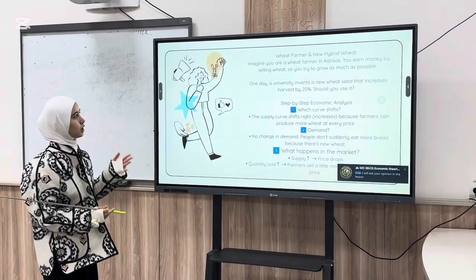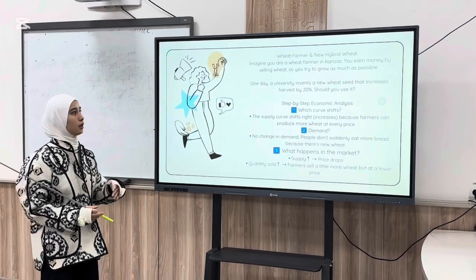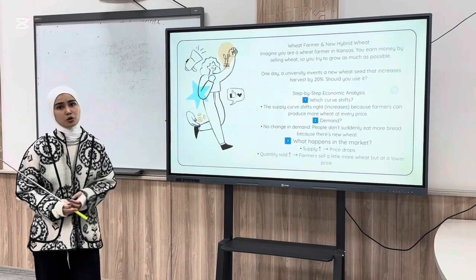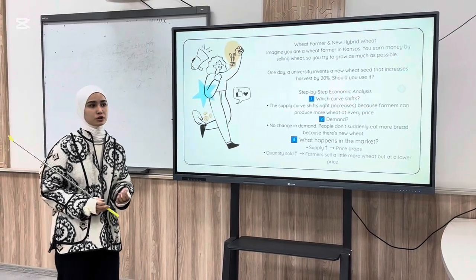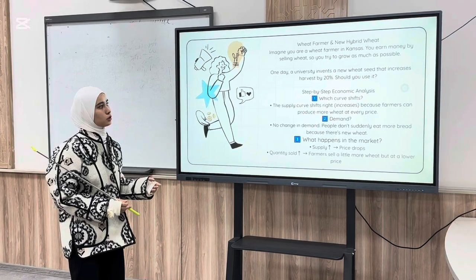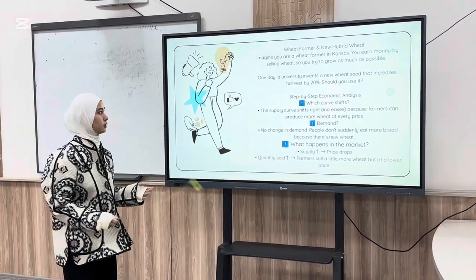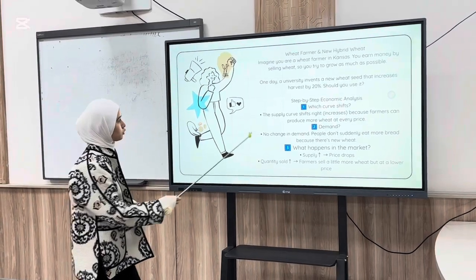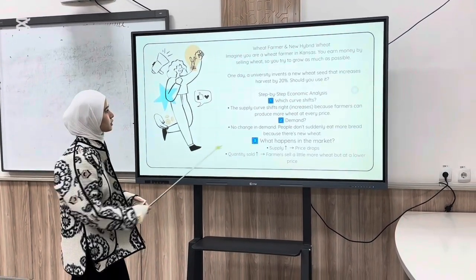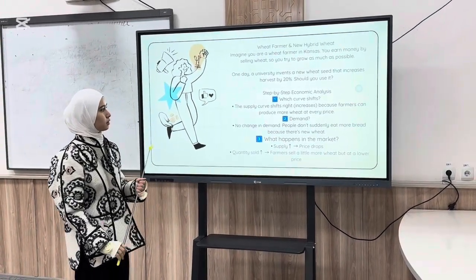So, suppose that you are a wheat farmer in Kansas and you earn money by selling wheat. You try to grow as much as possible, because if you grow a lot of wheat, your income will be higher. So one day a university invents a new wheat seed that increases harvest by 20%. Should you use it?